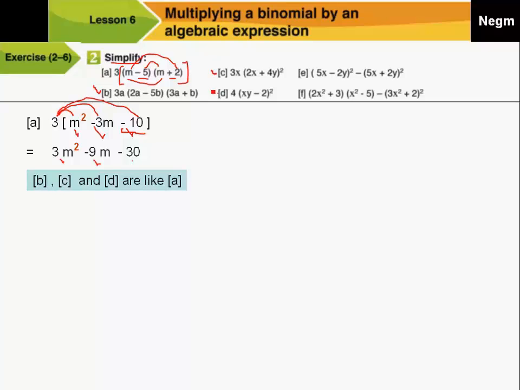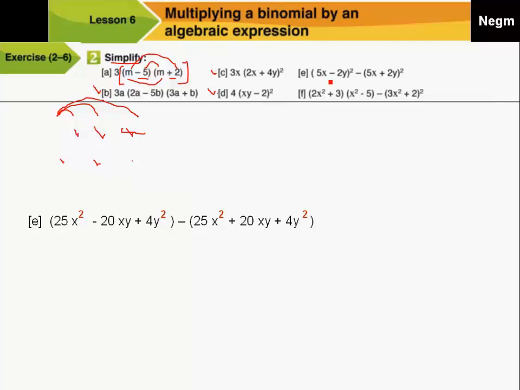B and D are like C and A, and you can solve them by yourself. We will solve E together. This is 5 minus 2 to power 2 minus 5x plus 2y to power 2. We have to solve this minus the result of this.